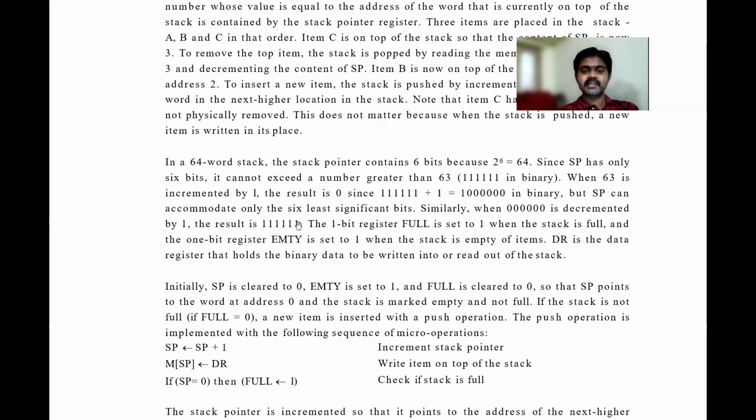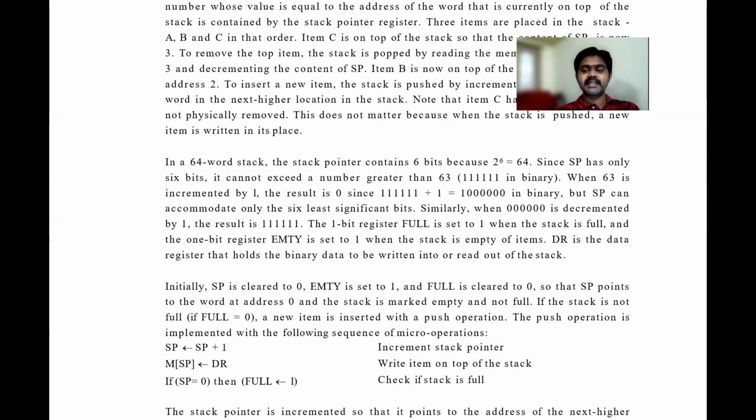SP can accommodate only the 6 least significant bits. Why? Because 2 power 6 equals 64, which is nothing but 0 to 63. But when 000000 is decremented by 1, the result is 111111. The 1-bit register FULL is set to 1 when the stack is full, and the 1-bit register EMPTY is set to 1 when the stack is empty of items.